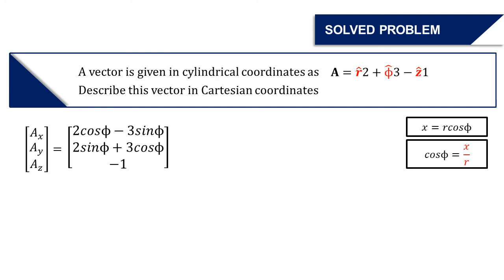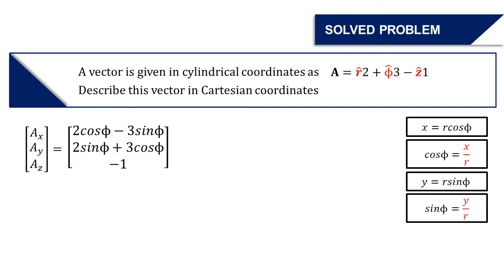Gagamitin natin yan to replace itong cosine phi kasi magiging x over r na lang yan. Yung ating y naman is equal to r sine phi. Therefore, sine phi is equal to y over r. Tama? So, ipapalit din natin yan, y over r na yan diyan. So, ang magiging itsura na is 2 times x over r minus 3 times y over r. Sa second row, 2 times y over r plus 3 times x over r.